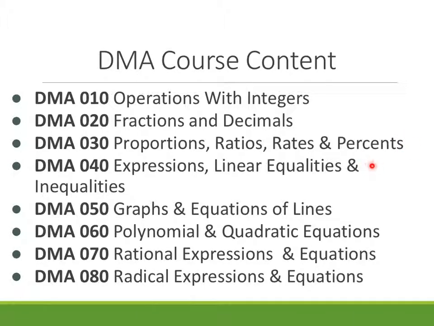40 is when we start getting into some algebra. We've got expressions, linear equations and inequalities. DMA 50, we do graphs and equations of lines. 60 is polynomials, many variables, and quadratic equations. 70 is going to be rational expressions or algebra where we have fractional expressions. And then DMA 80 is radical expressions, or when we're dealing with algebra with square roots.